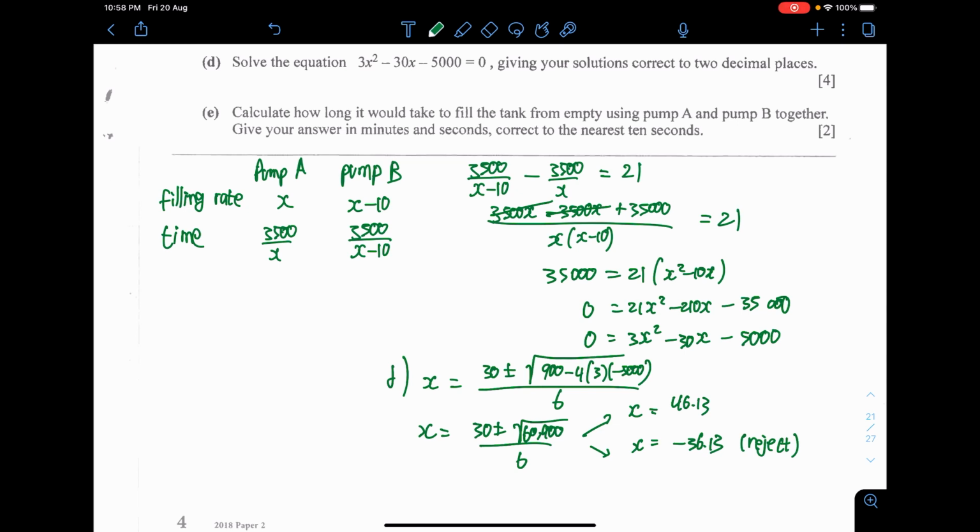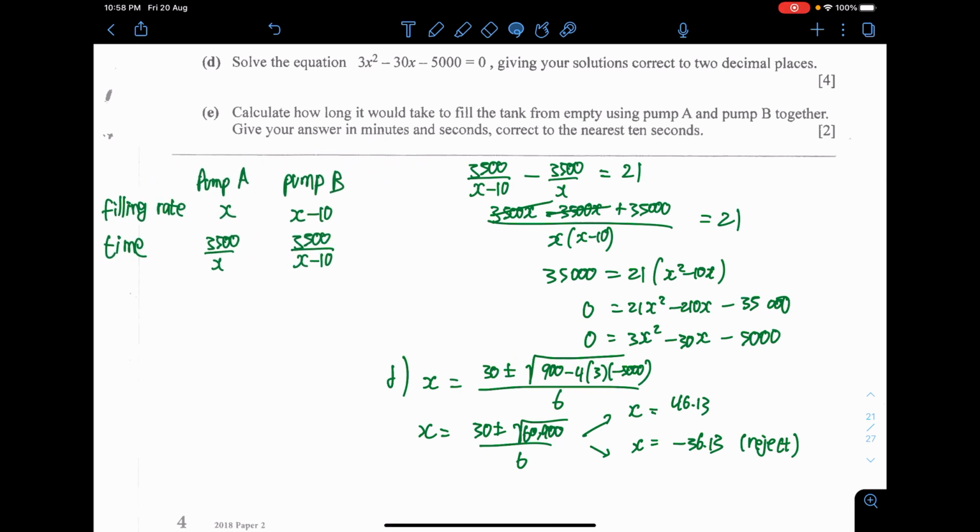Calculate how long it will take to fill the tank if they use the pumps together. Alright, I was actually expecting this. So pump A and B are together. What is the filling rate then? How much water is actually filling the container per minute? Well, that means you are going to put them together, x plus x minus 10. Well, that is 2x minus 10. So then the time needed is 3,500 divided by 2x minus 10.